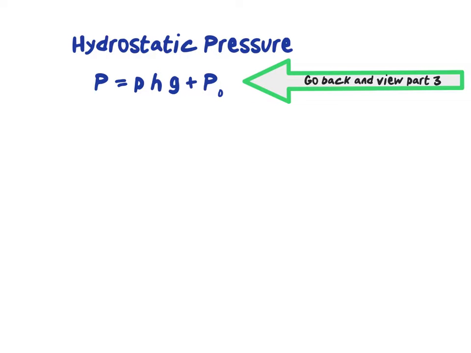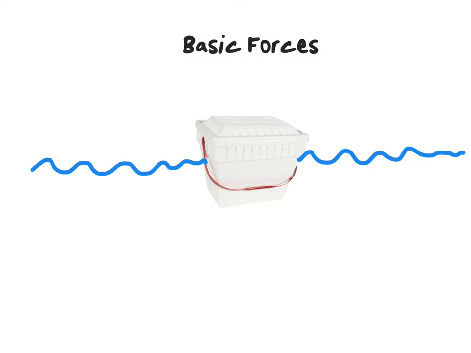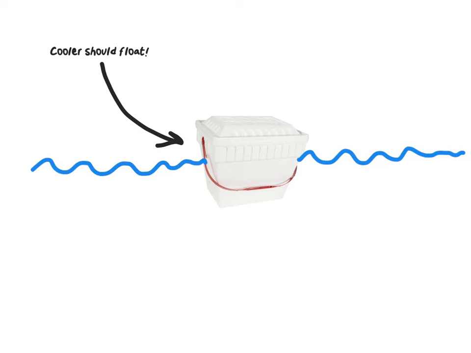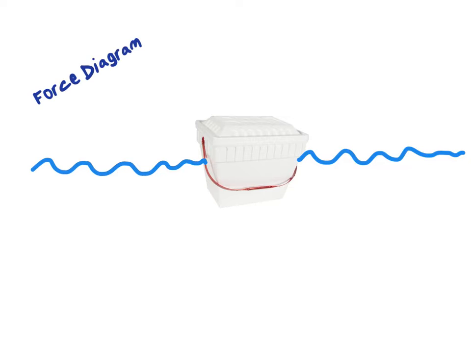We're going to start from a very basic force perspective that really any introductory physics student would be able to do. Let's say I put a styrofoam box, maybe a styrofoam cooler, into a pool of water. Now, from experience, we know that a styrofoam cooler will probably float if it's placed in water. So here we have the styrofoam cooler floating in the water, and let's draw a force diagram so we can analyze what forces are acting on it.